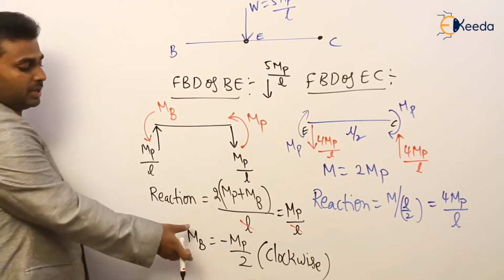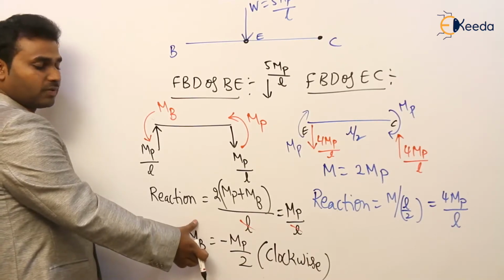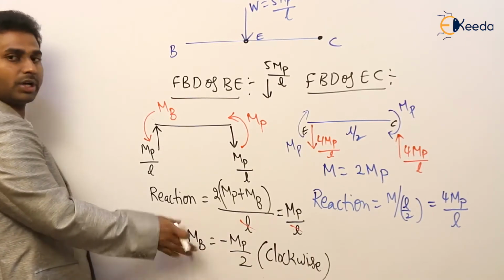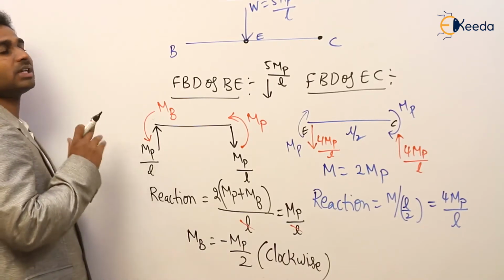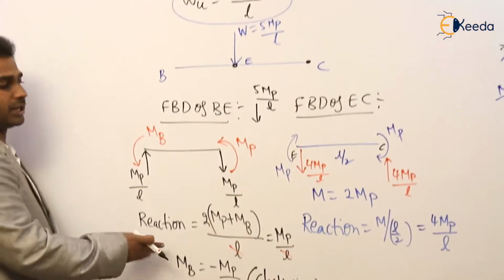So we know MB, the moment at B. As the hinge is not forming at B, we did not know its value, so we had to find this value MB. So take it down. Now we know the values at all the joints. So now let us see how to draw the collapse bending moment diagram.